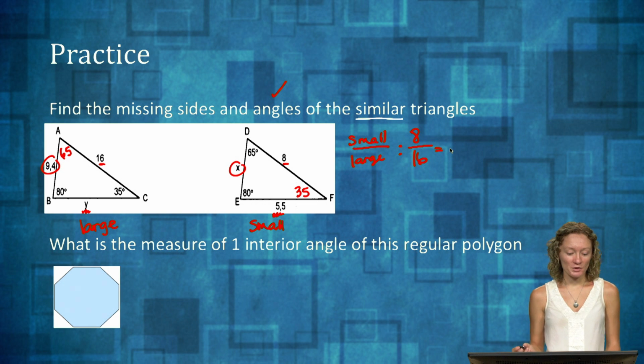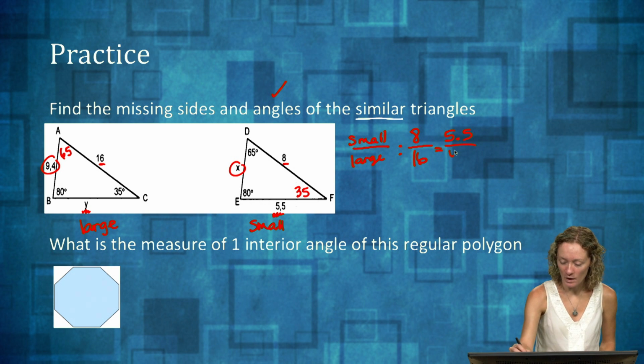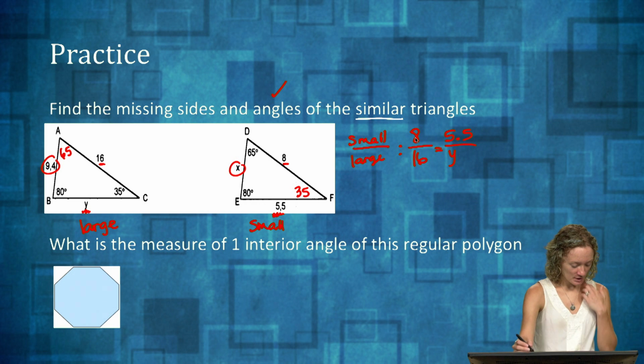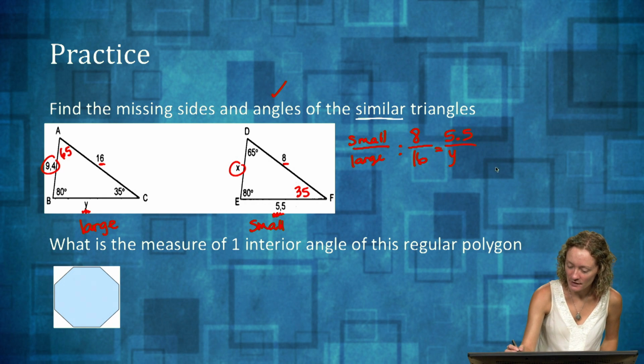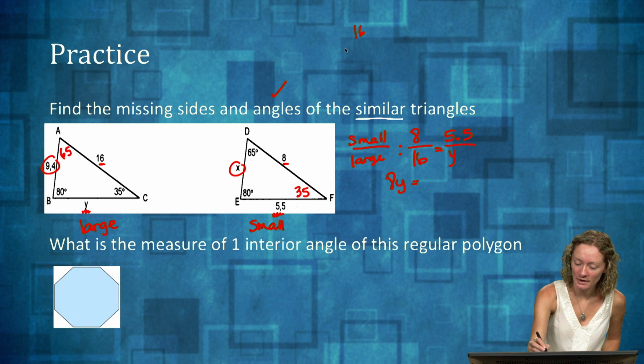Then we just have to pick which one do you want to solve for. Let's start with y. So these two go together. The small has 5.5, and the large has y. This is the equation we're solving. Writing small over large is no longer of any use. It's just this equation right here that we worry about solving. So you can cross multiply. 16 times 5.5 equals 8y. Darn, no calculator. All right, I'll do it by hand.